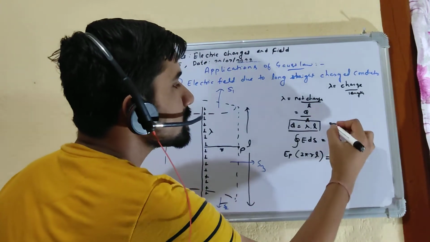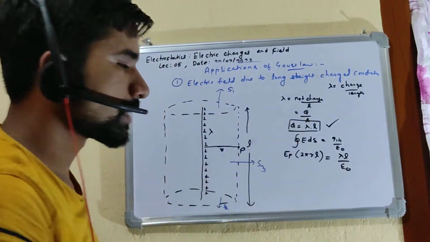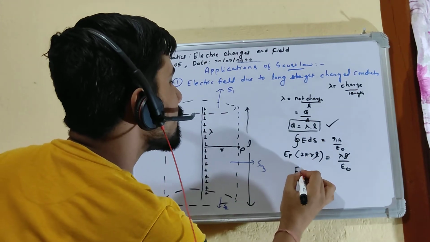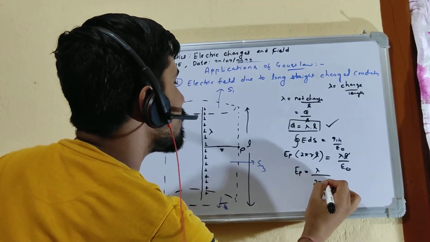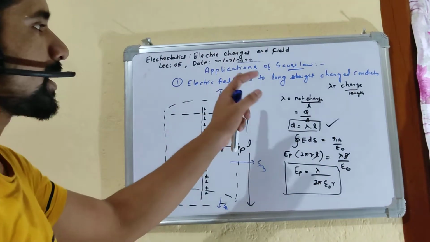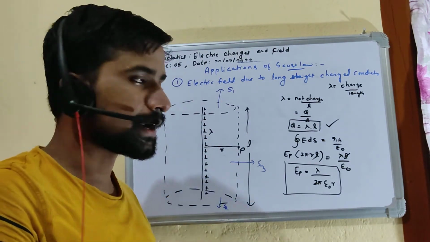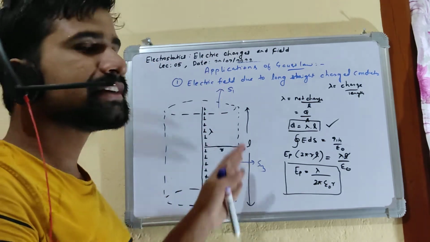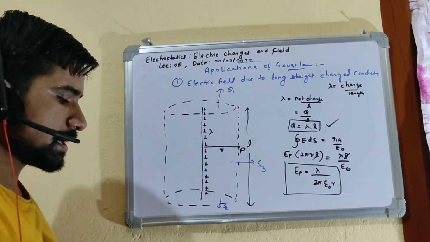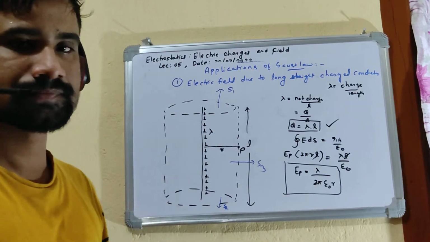And Q enclosed is nothing but this charge, so it is lambda L by epsilon naught, right? L will cancel out. So E_P is lambda by 2 pi epsilon naught r. This is the expression of the electric field due to a long straight conductor at a point P situated at a distance r from it. This conductor has charge linearly distributed along its length. We derived this using Gauss law, right? Okay.